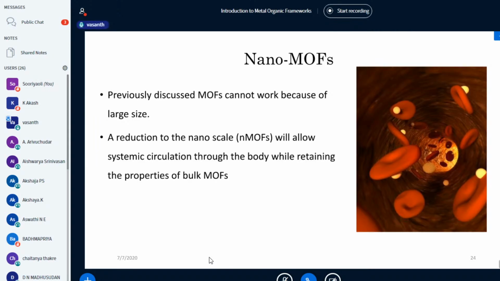So as I said, the large MOFs, or metal organic frameworks, can be condensed into nanoforms. This nanosize reduction allows them to be systematically circulated throughout the body, while retaining the properties of the bulk metal organic frameworks. If the metal organic framework is large and has good properties, even when we synthesize it at a nanometer scale, it still holds the properties of the bulk MOFs, but it is small in size so that it can be circulated in the veins as well as the blood cells.